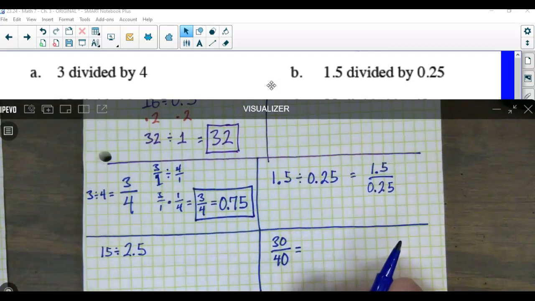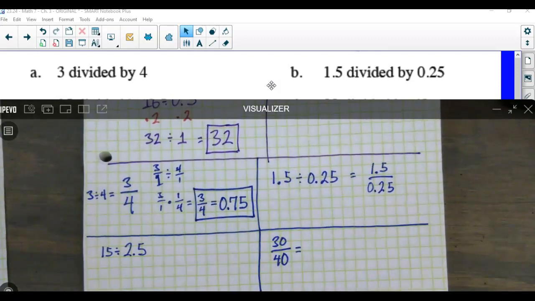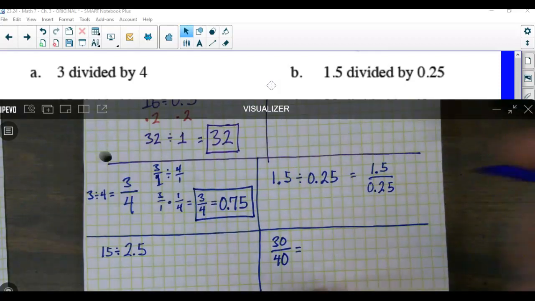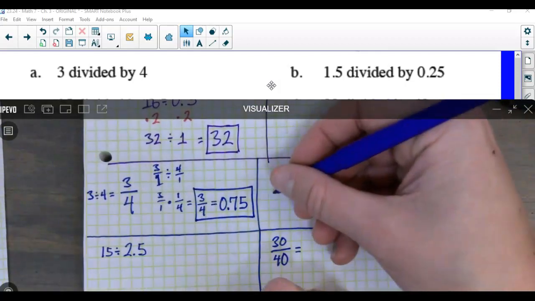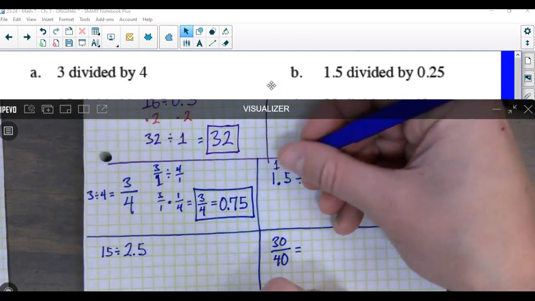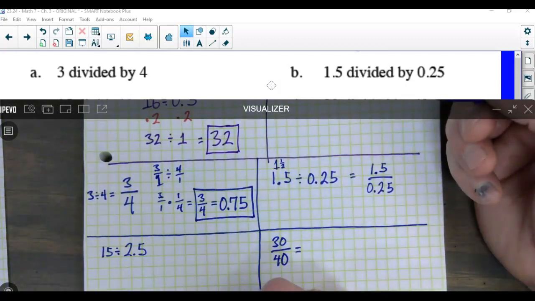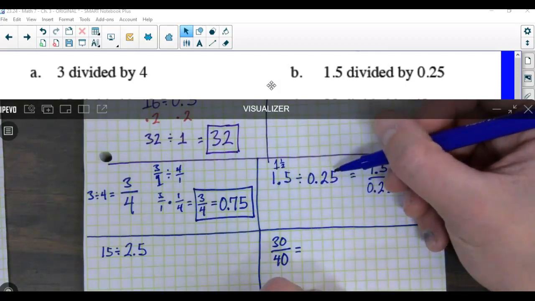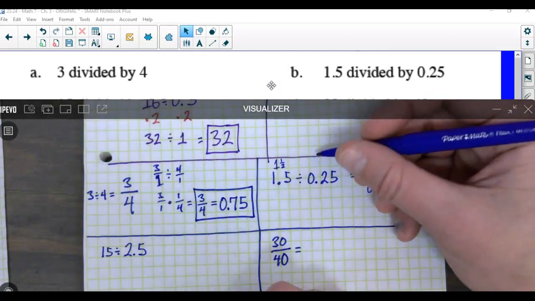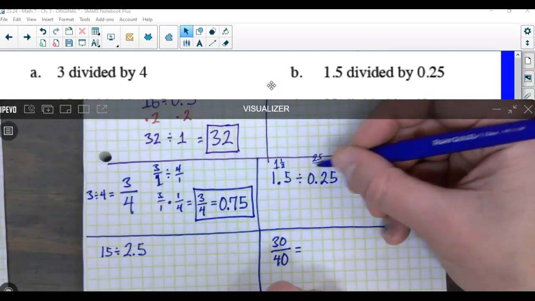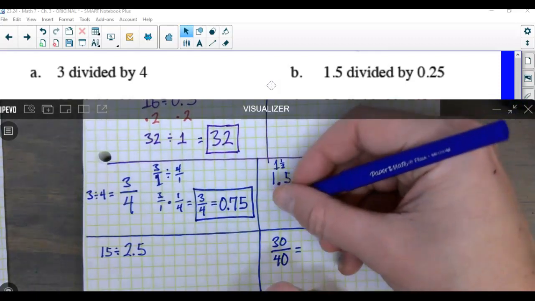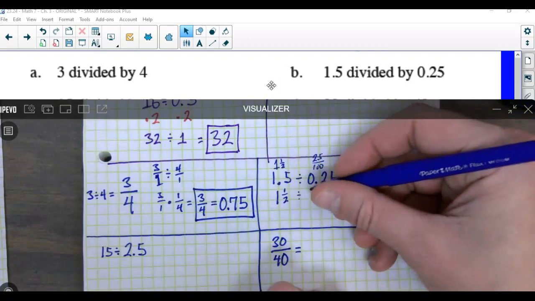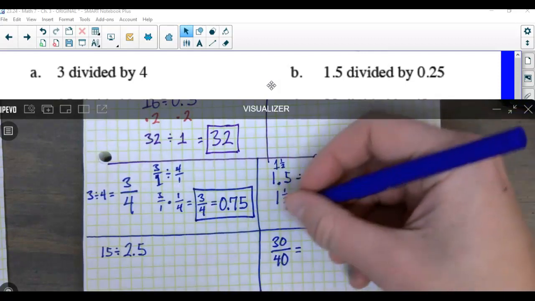Kamal, what do you got for me on B? You did not do that one yet. Sam, did you do B yet? I think so. I'm not sure if I got it right, but what I did was I turned 1.5 into 1 and 1/2, and it's keep change flip. So wait, did you keep it mixed or did you go improper? I kept it mixed. And then did you change 0.25 into a fraction? Yeah, I changed it to 25 over 100, but then flipped it so it's 100 over 25. So then keep, change, flip.